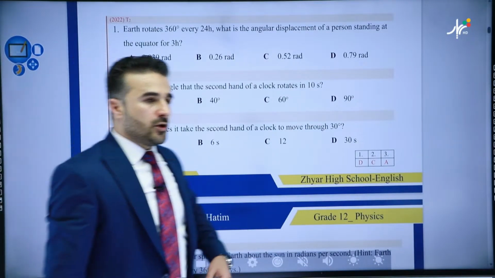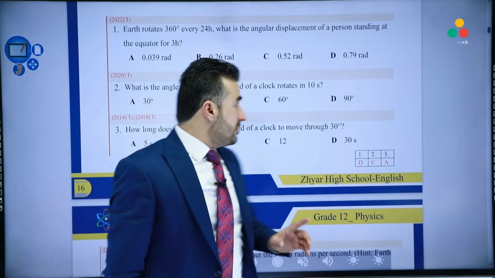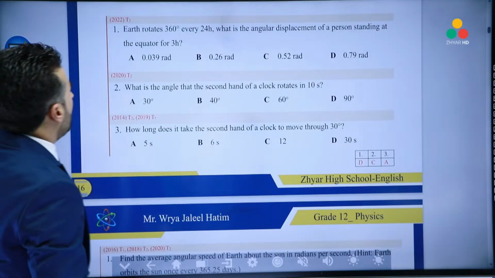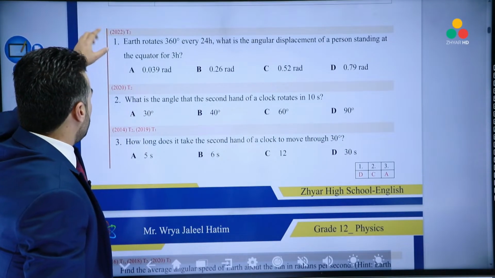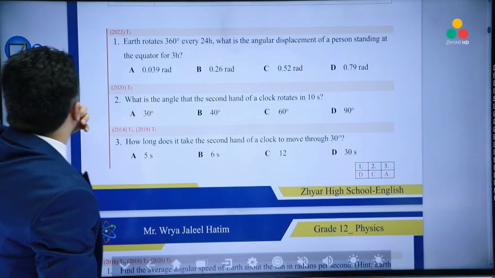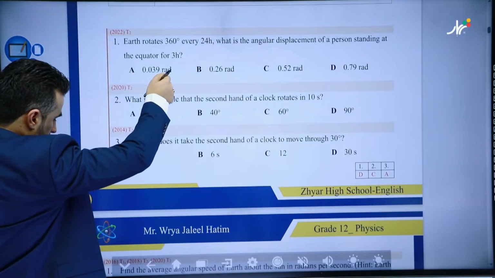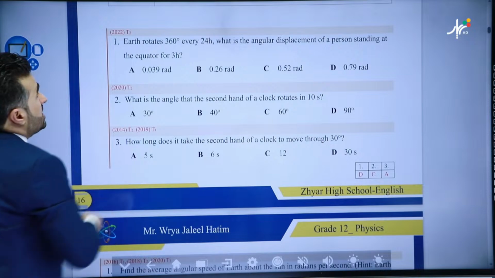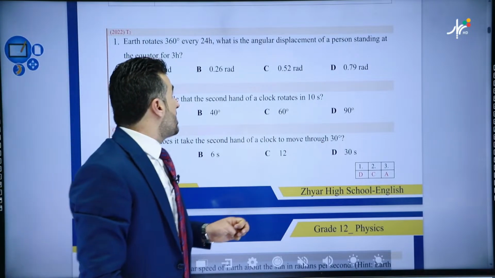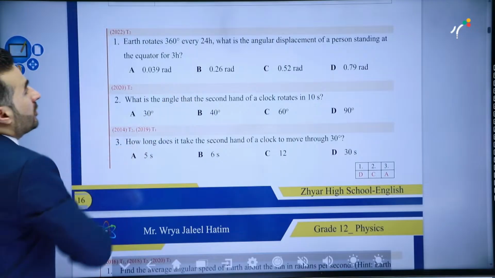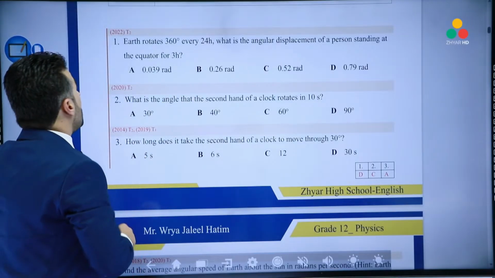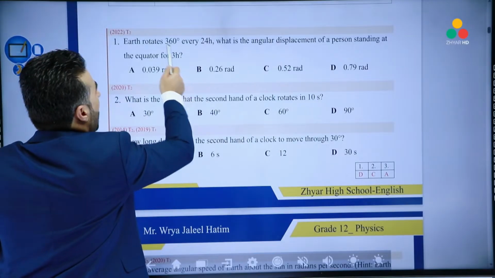All right, there are other questions. I'm not going to do all of it, but perhaps I'll do one of these, yeah? The first one here, perhaps you could do the rest on your own. It says, Earth rotates 360 degrees every 24 hours, okay? Now, what is the angular displacement of a person standing at the equator for 3 hours, yeah?